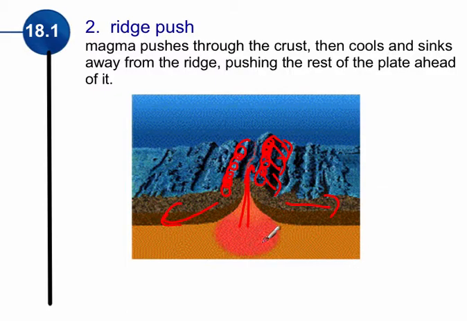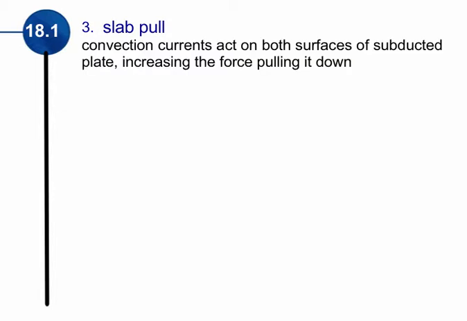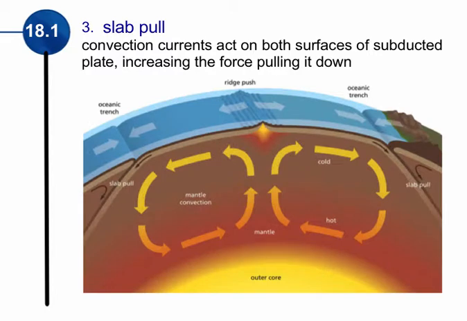So this ridge push is all a result of that magma coming up, cooling, and pushing on the rest of the plate. So it's like someone standing at the edge of the table and pushing on it is going to move the entire plate. Now the third way is called slab pull. And what slab pull is, when these convection currents act on the surface, not only is it pushing along the top here, but it is dropping down and pulling down.